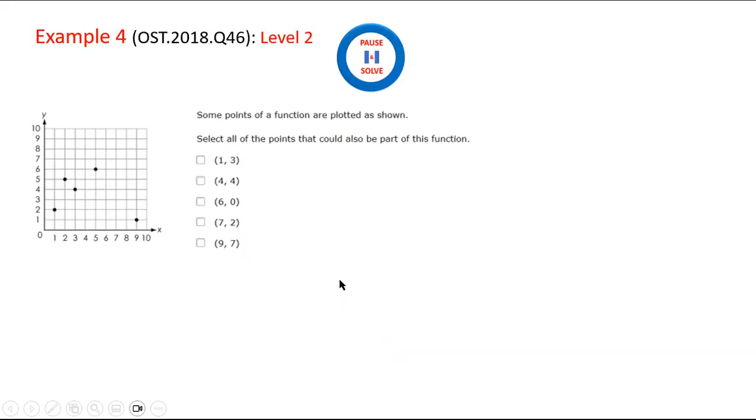Example number 4, some points of a function are plotted as shown. Select all of the points that could also be part of this function. So when you see the words select all, there might be more than one answer. So we have to look at each one of these here and see if they can be added to be a function. So if I add 1, 3, this will not be a function because this input one has 2 different outputs. So that doesn't work, so I cross this.